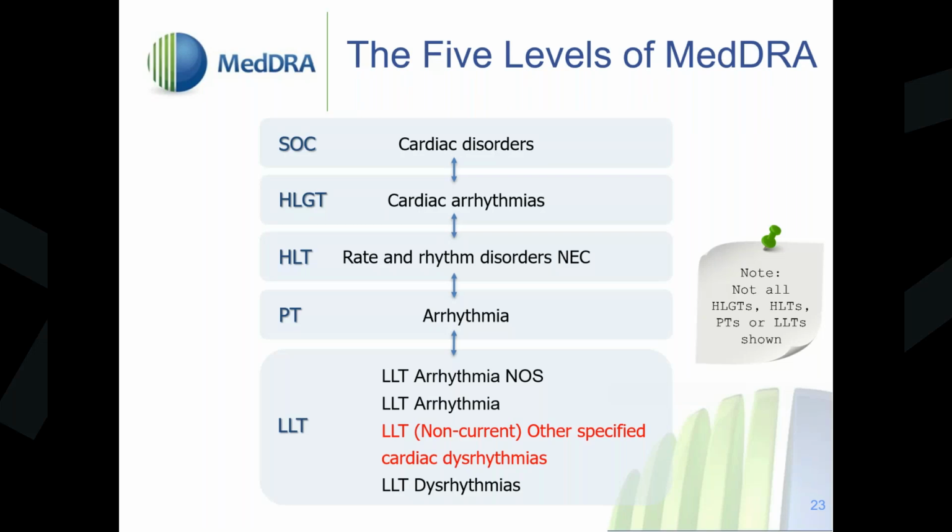And that PT of arrhythmia gets linked to the HLT of rate and rhythm disorders, NEC, which means not elsewhere classified, because there could be arrhythmias that are classified. There could be supraventricular arrhythmias or ventricular arrhythmias classified as such. But if there are other types of arrhythmias without a clear classification, then there is a matching HLT that's not elsewhere classified. And those in turn get linked to the HLGT of cardiac arrhythmias, which falls under the cardiac disorders.